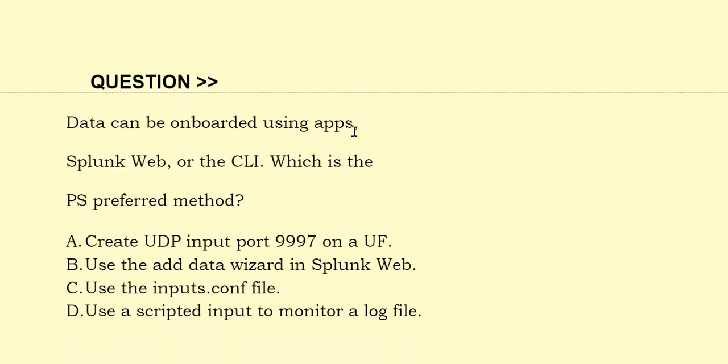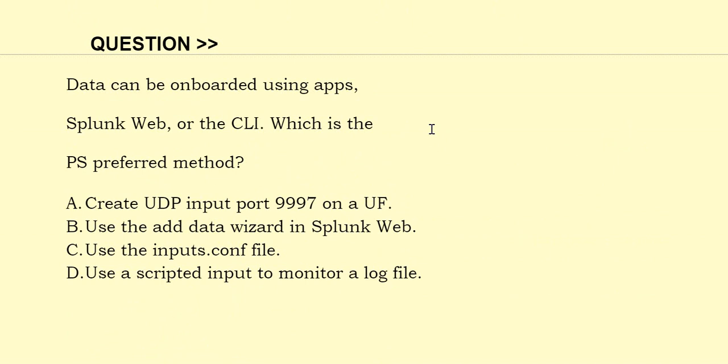The correct answer is option C. Our next question is, data can be onboarded using apps, Splunk Web or the CLI. Which of the following is the preferred method? Option A. Create a UDP input on port 9997 on the UF.